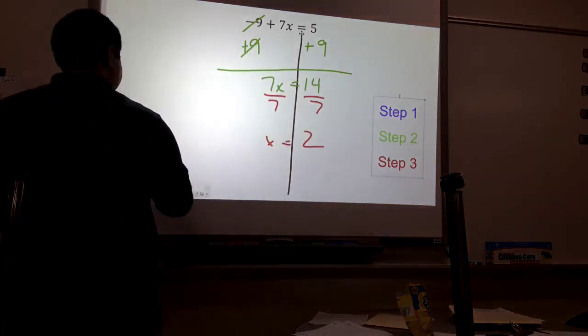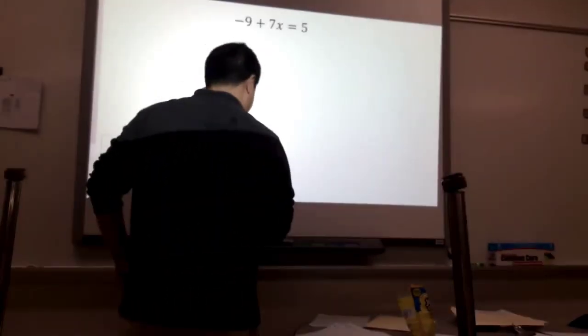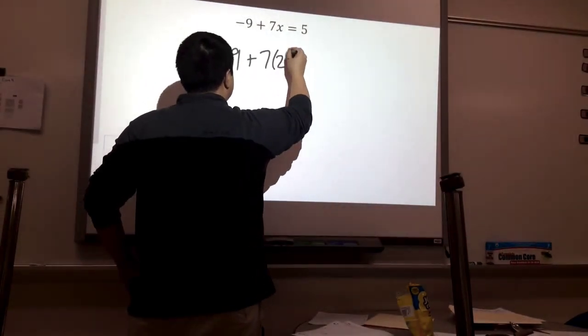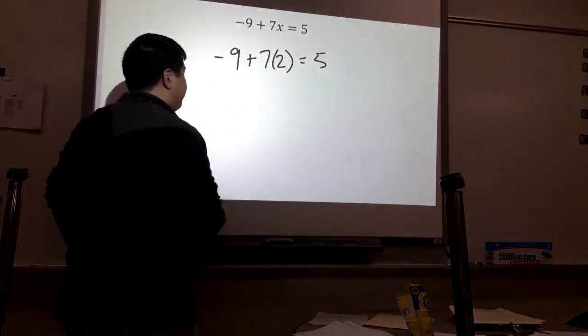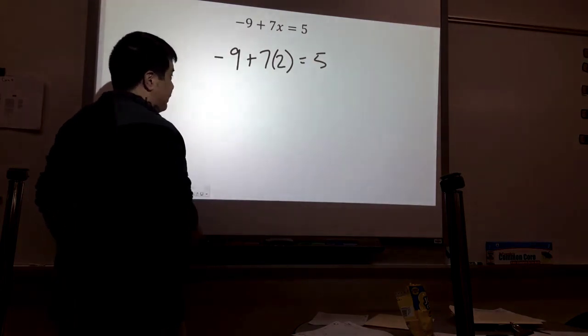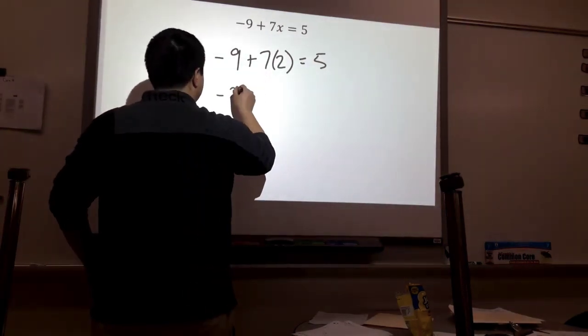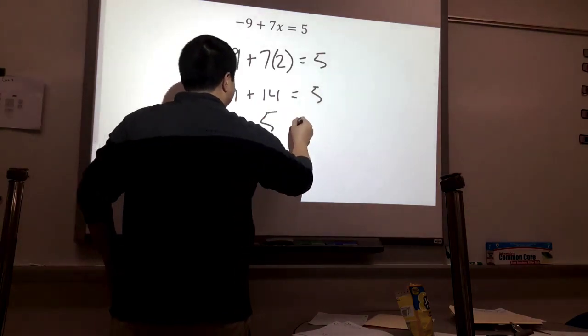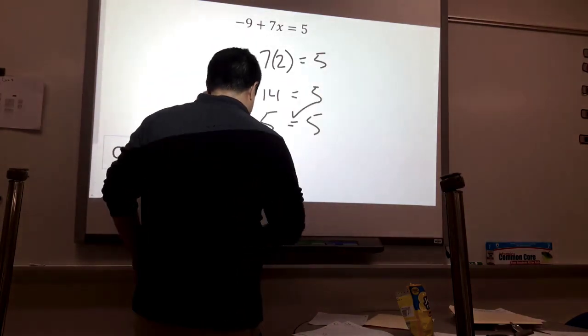Let's check it. Negative 9 plus 7 times 2 should equal 5. We're going to do multiplication first according to order of operations. 7 times 2 is 14. Negative 9 plus 14, hopefully it should be 5. And it is, in fact, the case.